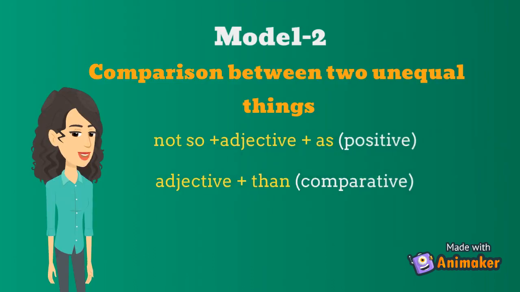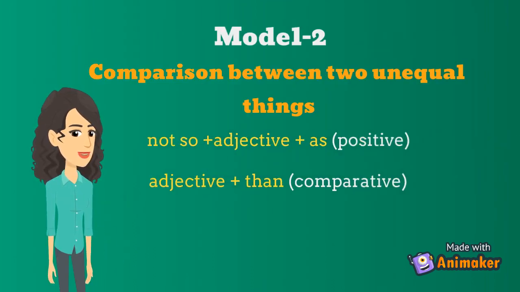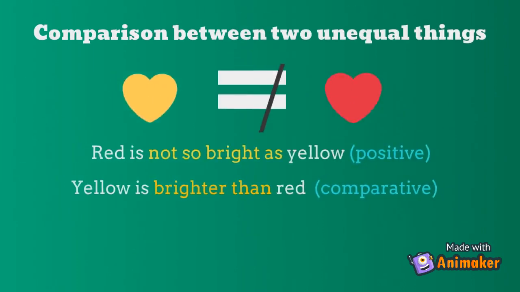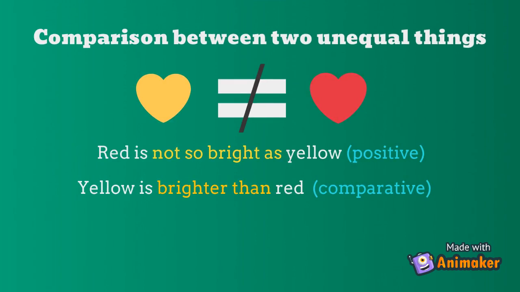Now we are moving on to the second model, comparison between two unequal things. In this model we have not so plus adjective plus as in positive degree. Then we should change it into adjective plus than in comparative degree. For instance, we say red is not so bright as yellow. It means yellow is bright and red is not. This sentence is positive because we have not so bright as in it.